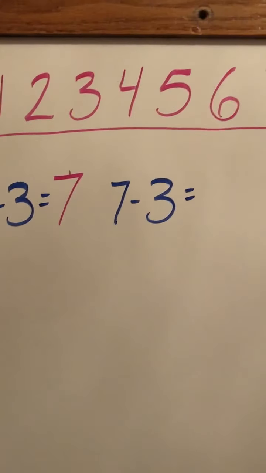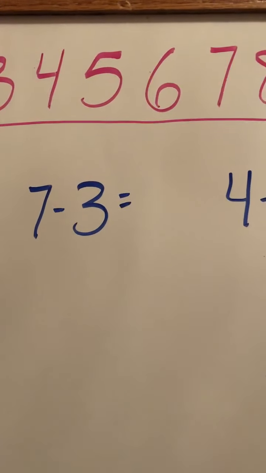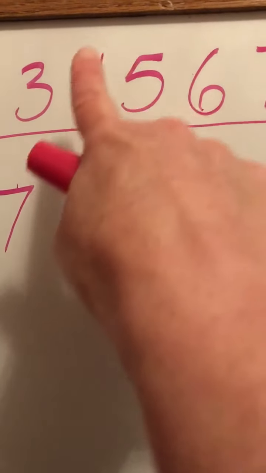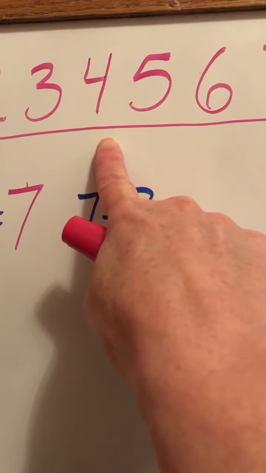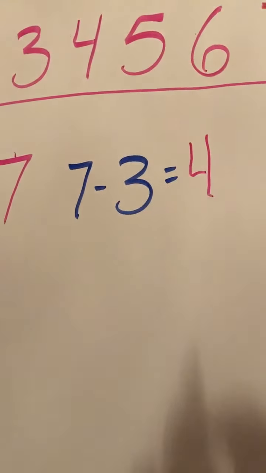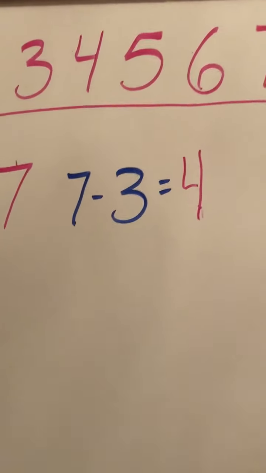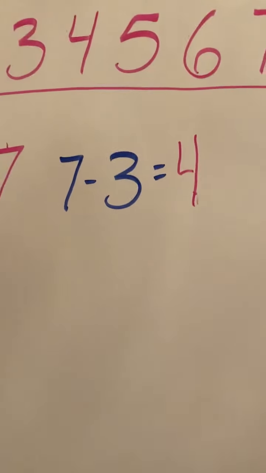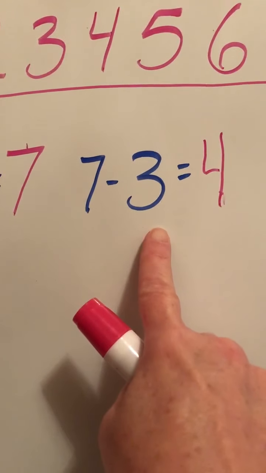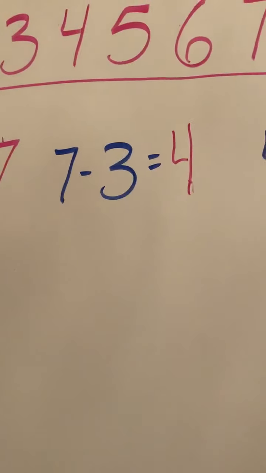Let's do 7 minus 3. Okay, so we're going to start at our 7 here and count back 3. Here we go. Ready? 6, 5, 4. What is 7 minus 3? It is 4. Very good. You know that 7 minus 2 is 5. 7 minus 3 is 4. Of course, we can switch it around and add it up. What does 4 plus 3 equal? It's 7, isn't it? So we know that this is correct.